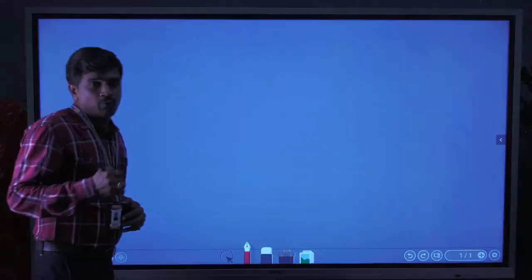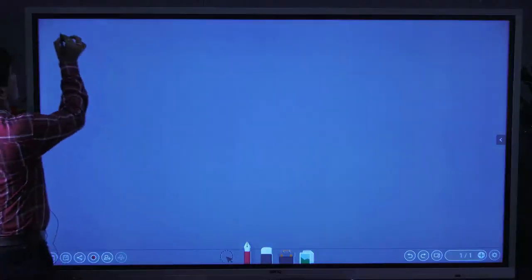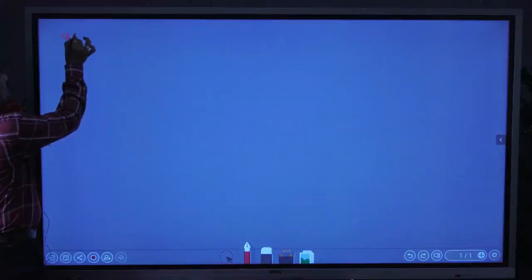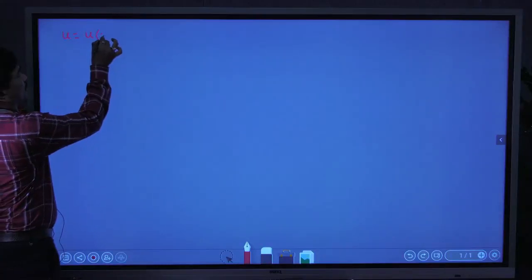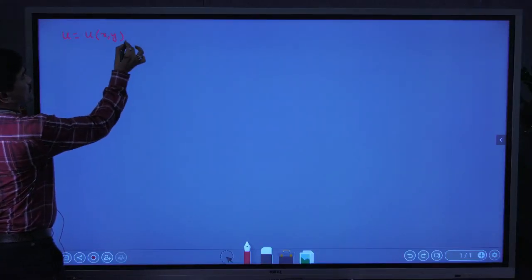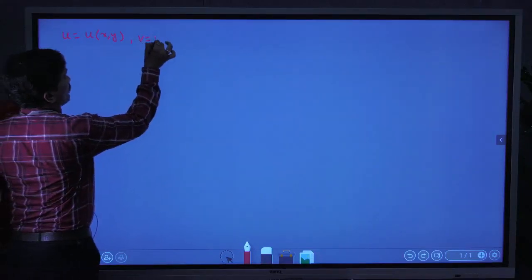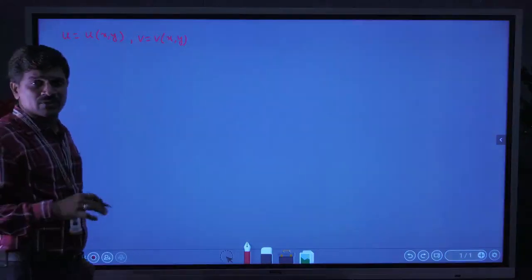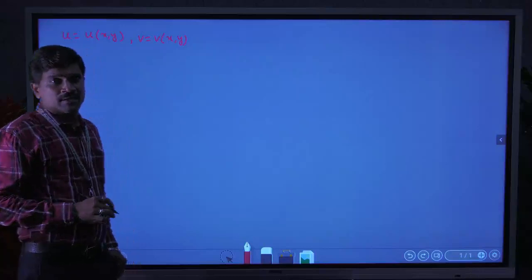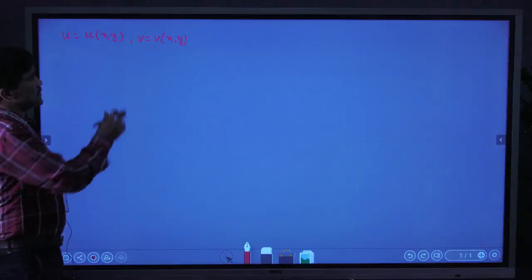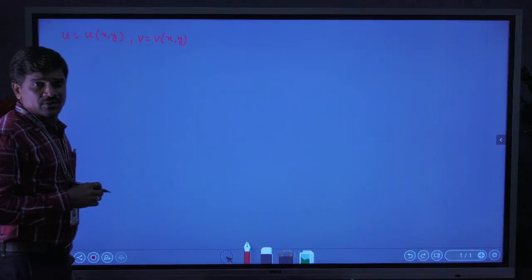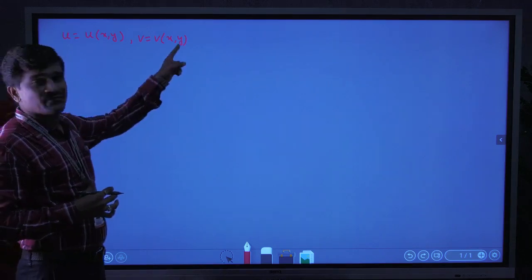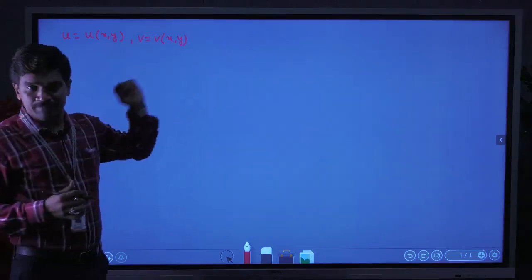So what is the Jacobian? For example, take u equal to u of x comma y, and v equal to v of x comma y. Here u and v are functions of x and y, right? These two simultaneous equations constitute a transformation from xy to uv, right?